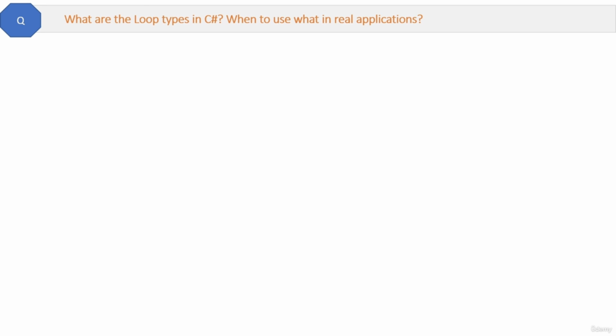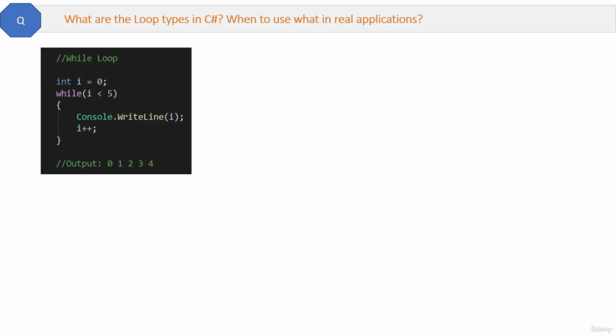Now here is a simple question, but an interviewer may ask you if you have 0 to 3 years of experience. So what are the loop types in C Sharp? Now let's quickly go through it. First is the while loop. Here is the code block.